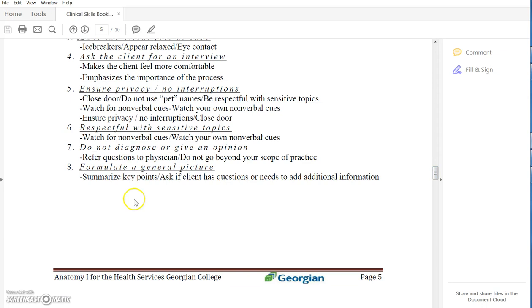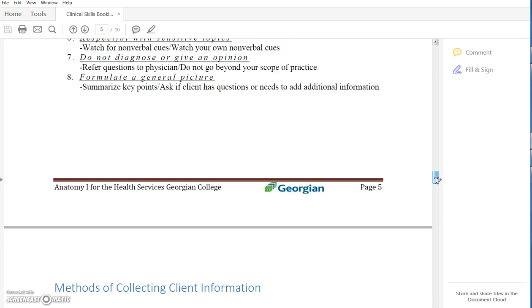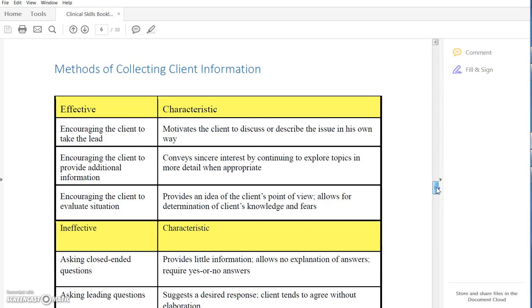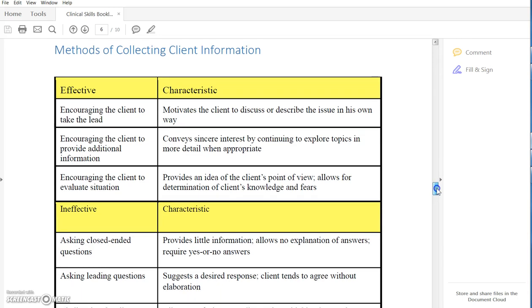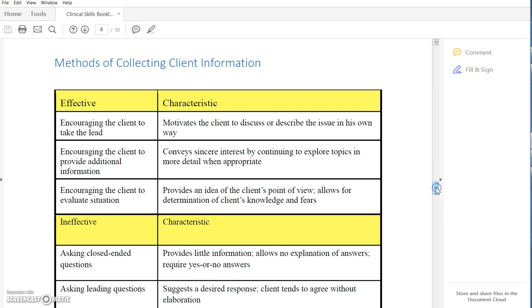Summarize a general picture when you put your points into the EMR. Best to use point form so that the doctor, prior to their entry to seeing the client, will pull up the record and actually have a quick look at it before they even go into the room. So if you captured accurate information, this will help the physician to know how to target their examination with the client. Methods of collecting client information.